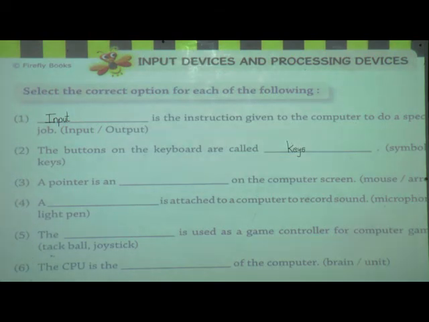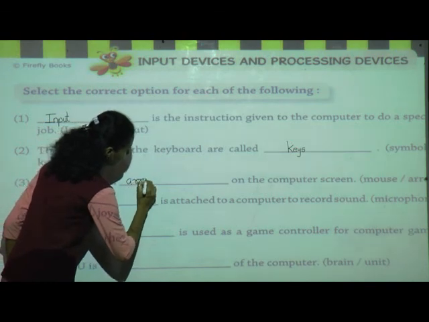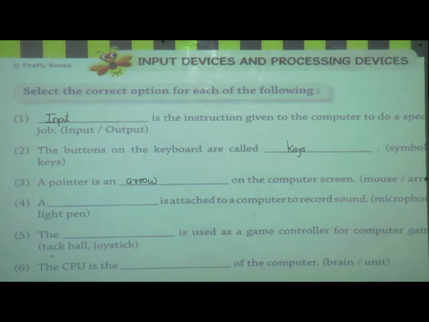A pointer is a dash dash on the computer screen. Pointer is mouse or arrow. What do you call a pointer on the computer screen? Arrow. What is the spelling of arrow? A-R-R-O-W. Arrow.